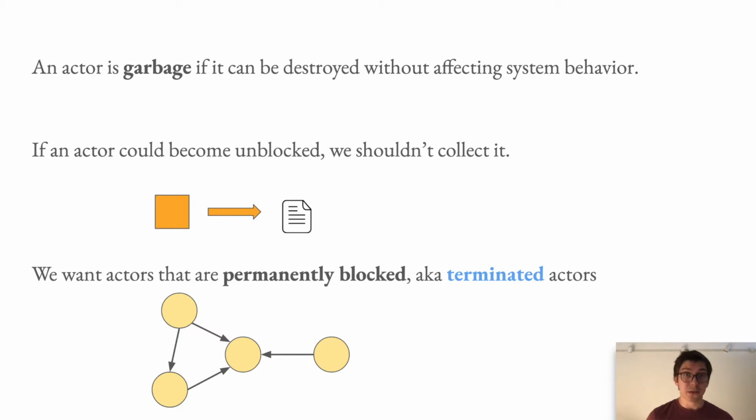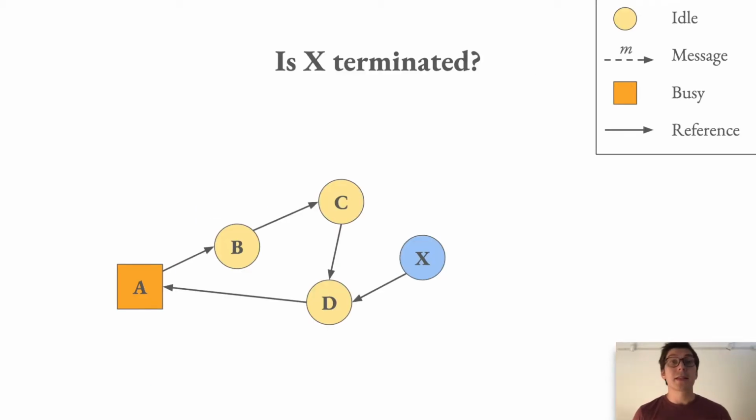Let's look at some examples. So suppose that this is the state of the entire actor system here. Is the blue actor X terminated? Well, notice that it's idle and it has no undelivered messages, so it's blocked. And also no actor has a reference to it. And since actors can't get references to each other just out of thin air, it means that no actor could ever get a reference to X. So yes, X is terminated because it's blocked and no actor could ever send it a message.